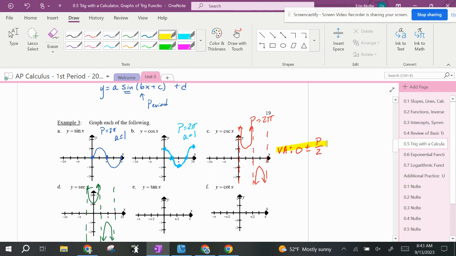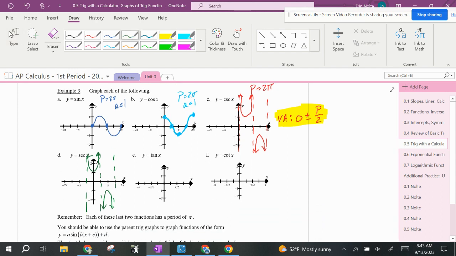So this is going to be really helpful when we have period changes and shifting going on. Okay, for the secant, where would you say the first one is?